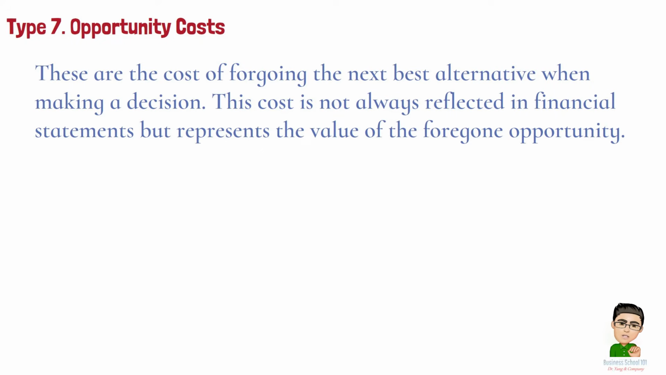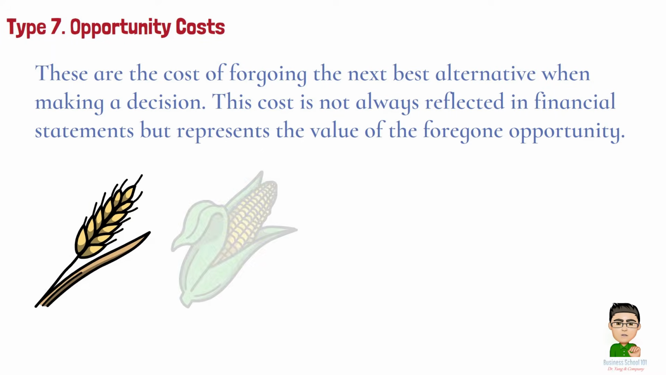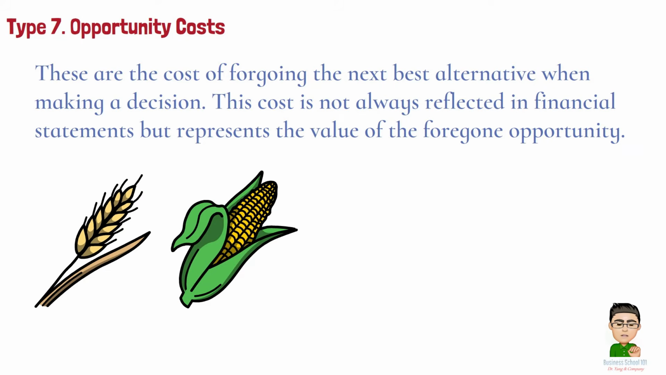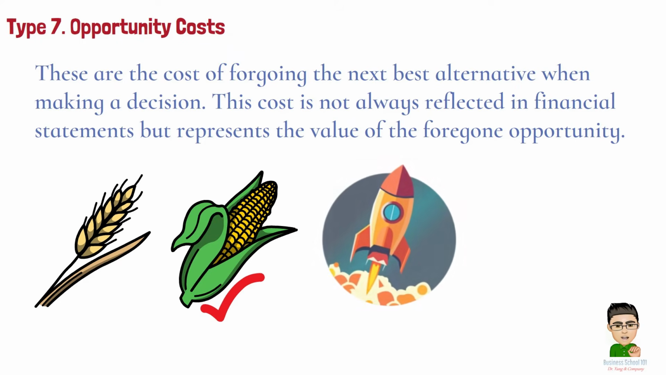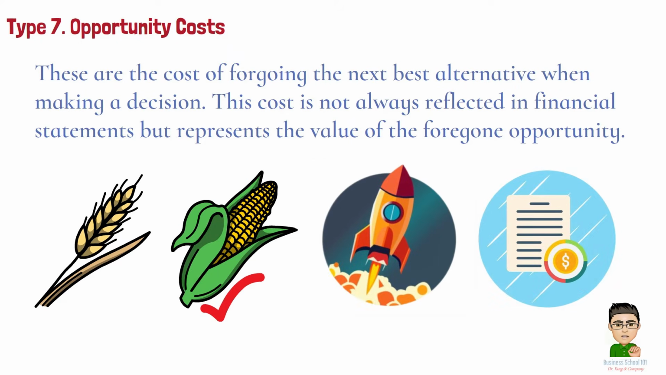Example 1. A farmer chooses to grow wheat instead of corn. The opportunity cost is the potential profit that could have been earned from growing corn. Example 2. An investor decides to invest in a tech startup instead of a blue-chip stock. The opportunity cost is the potential return from the stock.